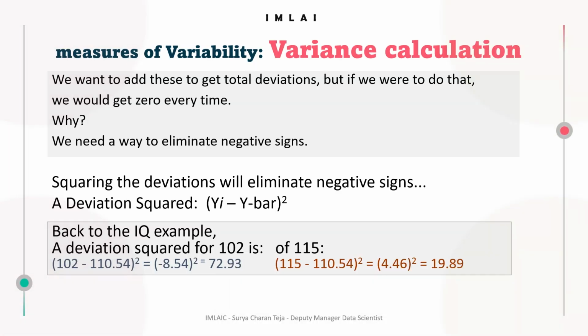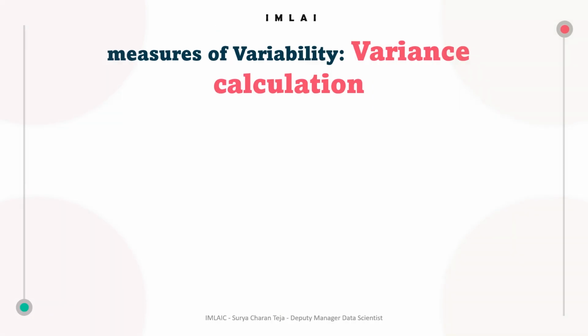The squared deviation for 102 is 72.93. That's what we have done. And for 115 it is 19.89. So there are no negative values. You got both positive, hence there is no issue of getting zero. Now what's next? We have suppressed the negative deviations using the square method.